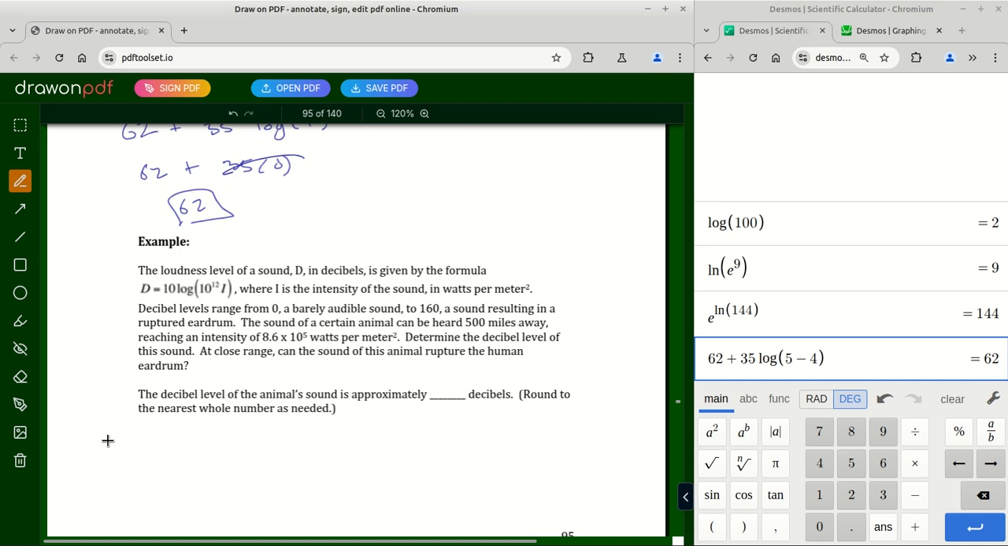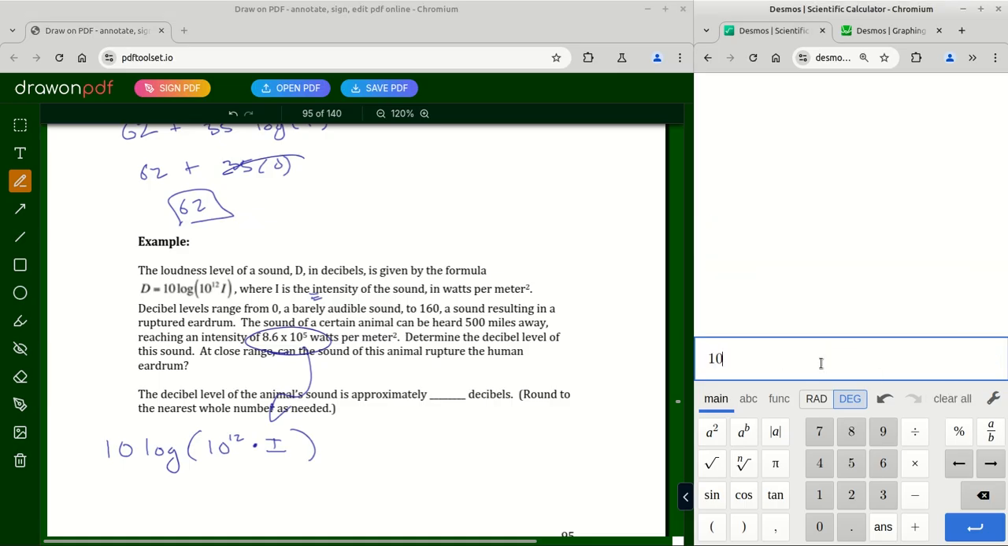This is the last question. It's kind of fuzzy to see, but that's actually 10 log of 10 to the 12 times I. That's an actual I right there. That's an I for intensity. And this is your intensity, so basically you're going to plug that in for I. What it looks like is kind of silly: 10 log 10 power 12, and then times 8.6 times 10 power 5. There we go. And we got a number, and we're done.